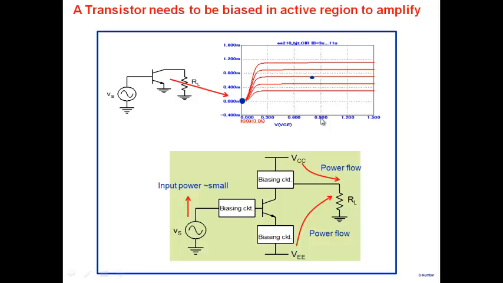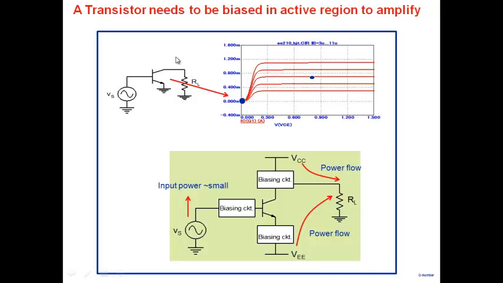So, in general, it's very hard to make any statement which is universally true. If I say every time you have to bias a transistor in order to make it useful, well, in that case, we didn't bias the transistor. The signal itself was strong enough. So when the signal came, it turned the transistor on and drove the load here. So anyway, a transistor needs to be biased in the active region to amplify.